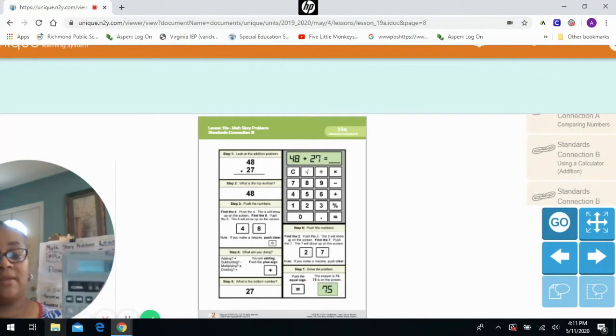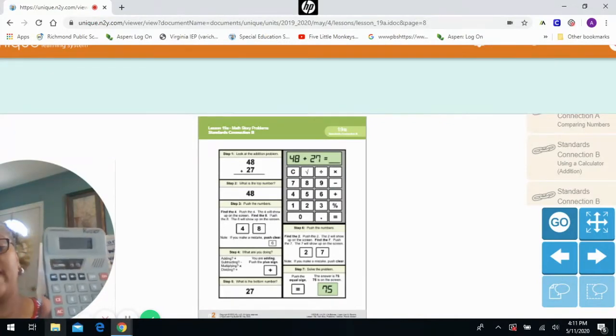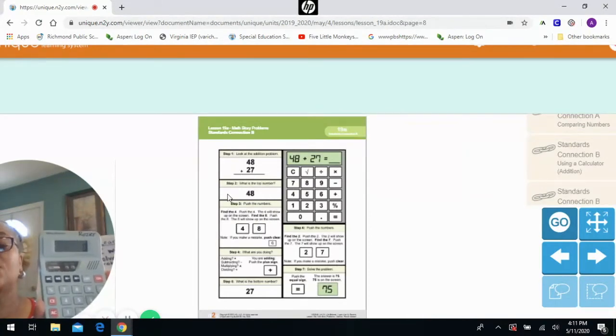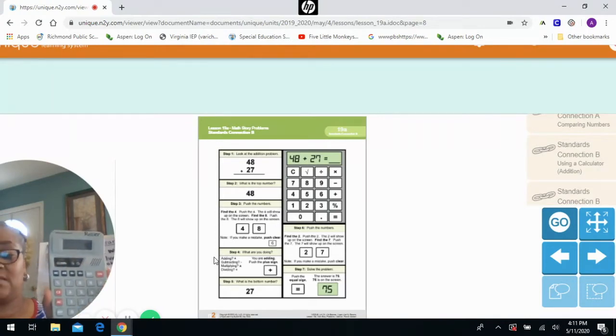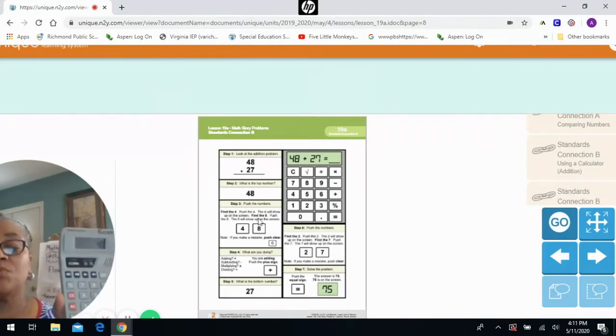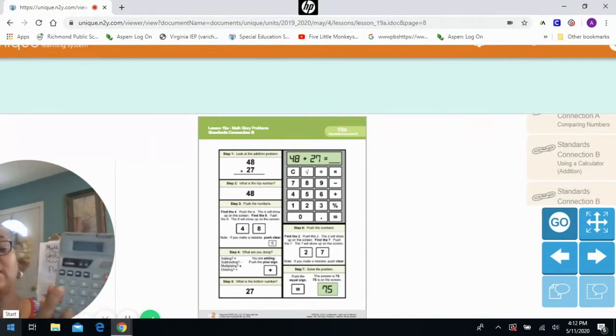So we have 48 plus 27. The first thing we're going to do is put the top number in. The top number is 4 and 8, okay? Then we push those numbers. Now, if we make a mistake, we're going to hit clear, the C, all righty?